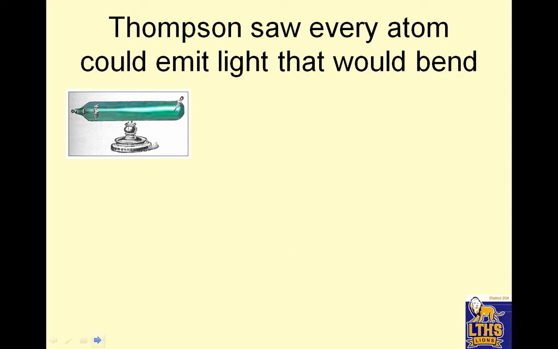Thompson was the next dude. Thompson saw every atom could emit light that would bend. This thing right here, and you should write this down, is called the cathode ray tube. So you need to know he had the cathode ray tube experiment. And what he found out is that if he put energy into anything, every single piece of matter in the world would shoot a green beam of light. And if you put a magnet, now I know this looks like a horseshoe, but to me this is what magnets look like on cartoons. If this is a positive magnet, the light would bend towards it. So what that meant was that every atom has a negative part, okay? Because light doesn't normally bend, okay?